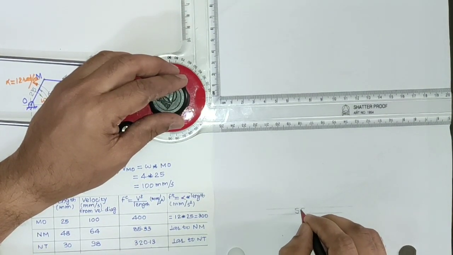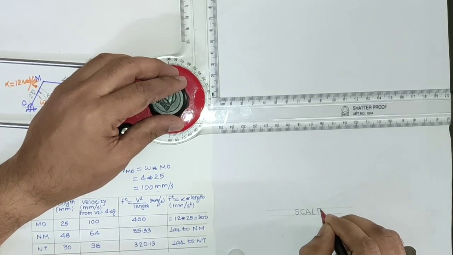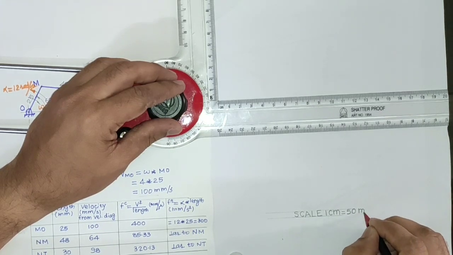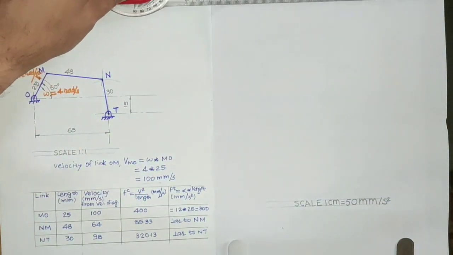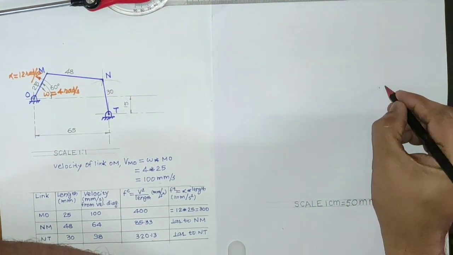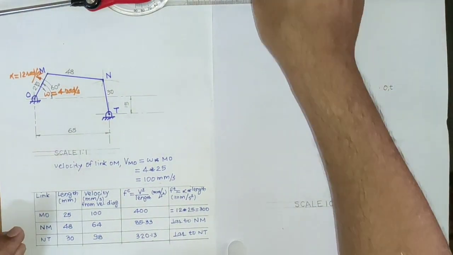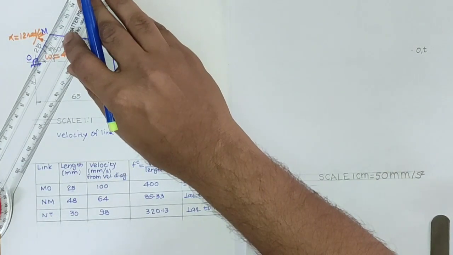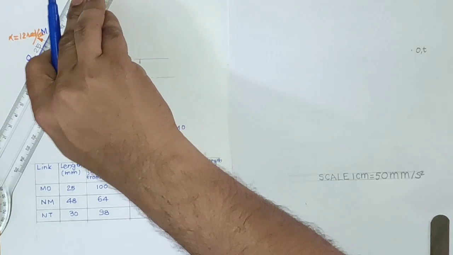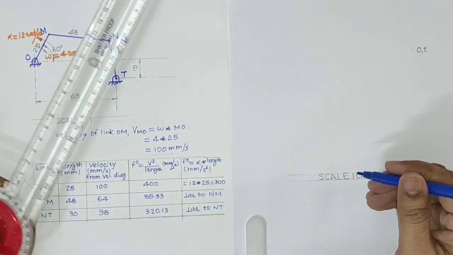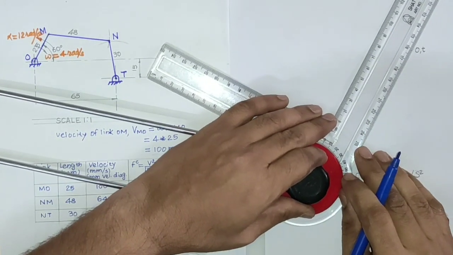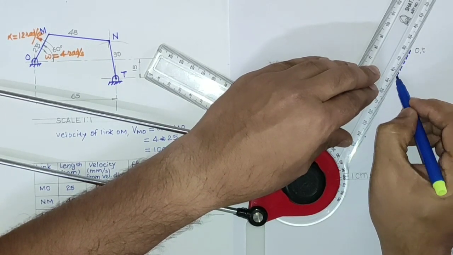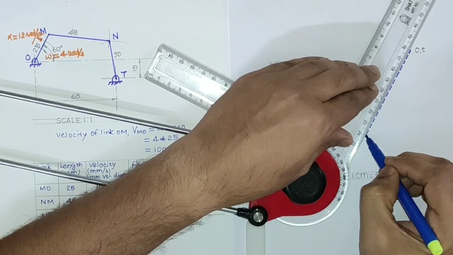After these calculations, now select proper scale for acceleration diagram. Let us take a scale as 1 centimeter is equal to 50 mm per second square. Then mark one fixed point. Then at that point take 2 points O and T for fixed links. After that set drafter parallel to link MO and draw line through O with length equal to 400 upon scale, that is 8 centimeter.